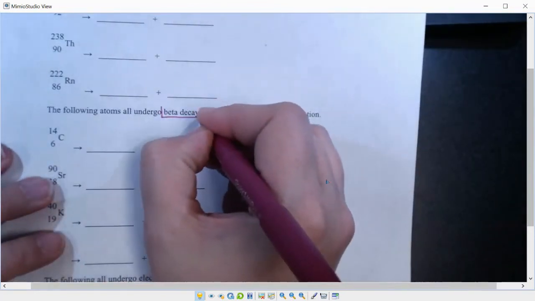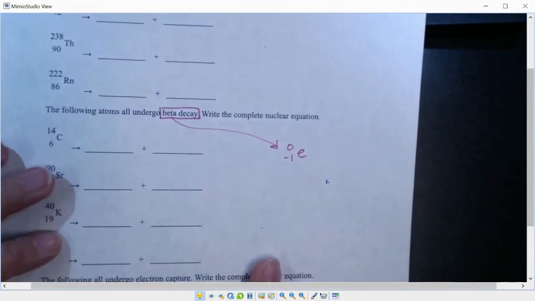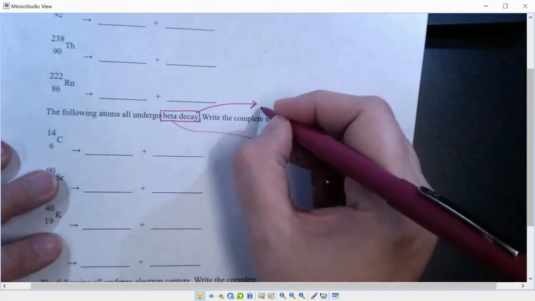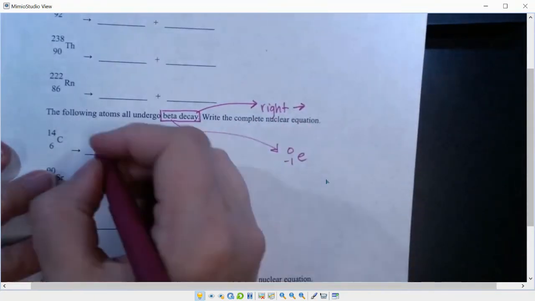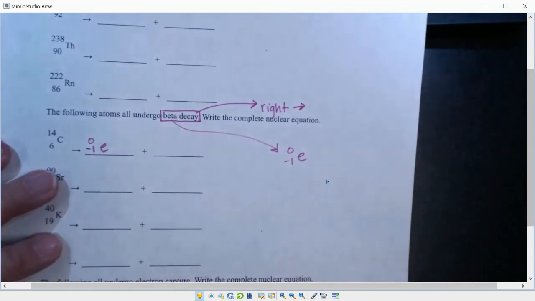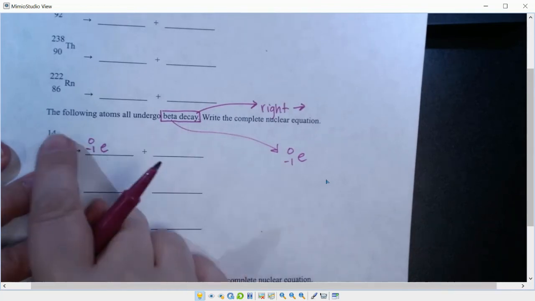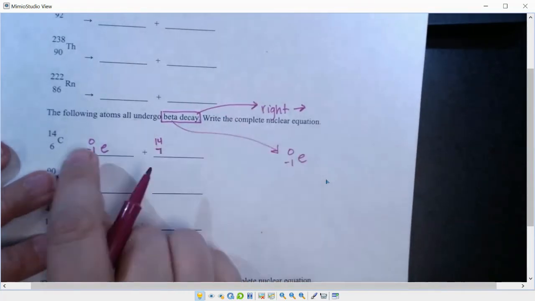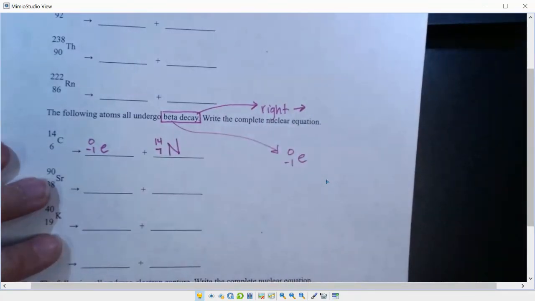Then we could also be talking about beta decay. So a beta particle from our notes is represented by that guy. If it's decaying, that means it's being emitted, so that thing is going to go on the right side of the arrow. So I fill in a beta particle here, and then I might do my math. 0 plus 14 equals 14. -1 plus 7 equals 6. And element 7 is nitrogen.